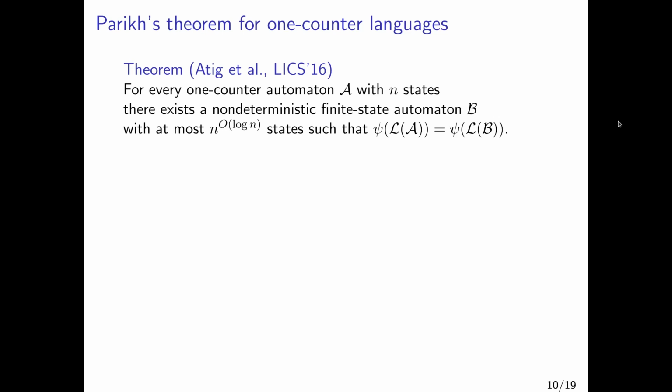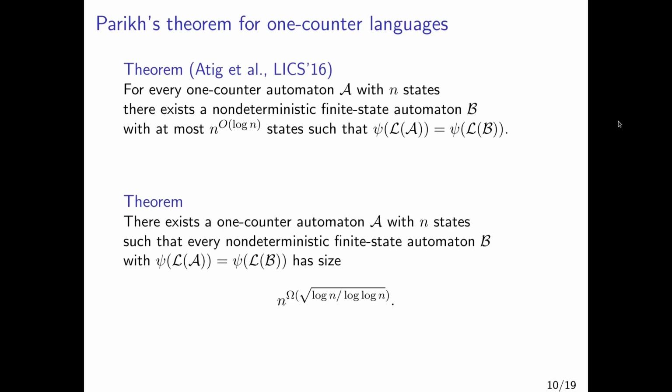So in fact, if the input alphabet is finite, then you can improve this to polynomial, so n to the power big O of 1. But if the alphabet size grows, then this was the best that we could do, and the question is, can you get this further down to polynomial? And in this work, in this year's LICS, what we showed with Mikhail is, in fact, there is a lower bound that is higher than polynomial.